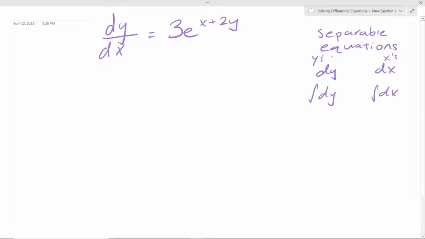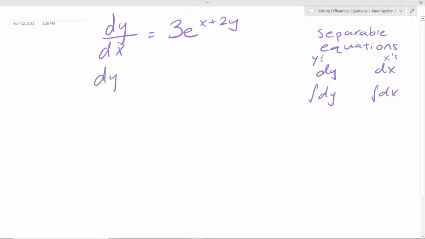It doesn't have to be y on the left side and the x on the right side. It could be the other way around, but the idea is the y's are isolated to one side and the x's on the other side. So here, look at this question. We have dy over dx. Well, there's a y here and an x here, and there's an x here and a y here. So we're trying to get all the x's on one side and all the y's on the other side.